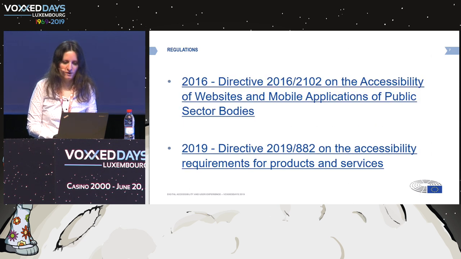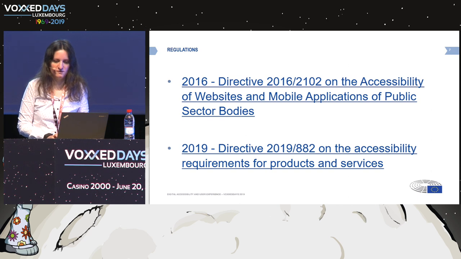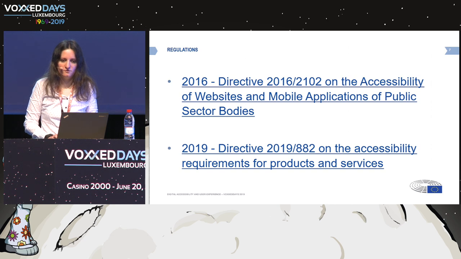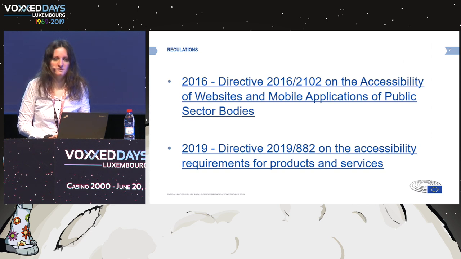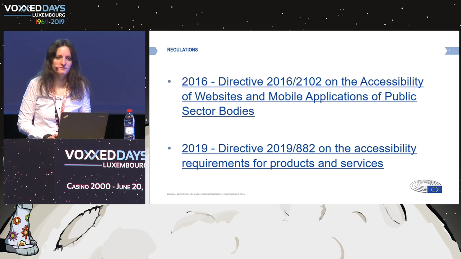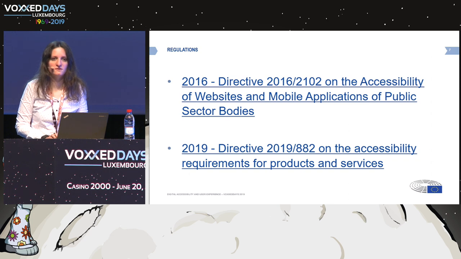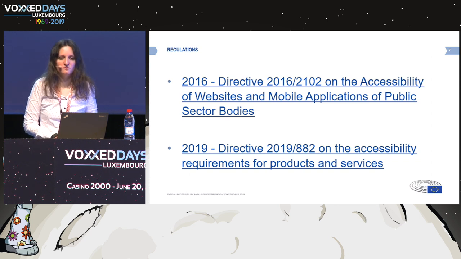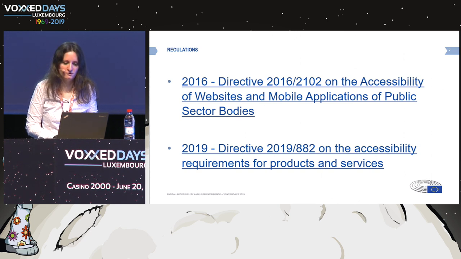Regulations. We have the Web Accessibility Directive that requires websites and mobile applications to be designed accessible and according to the existing international standards. The directive was adopted 2 years ago and will be valid already from September this year for new websites, and there are several other deadlines to respect. But monitoring is foreseen every 3 years to check if the content is accessible or not. And also users should be able to make a complaint if the content is not accessible and ask for the accessible version of the content.